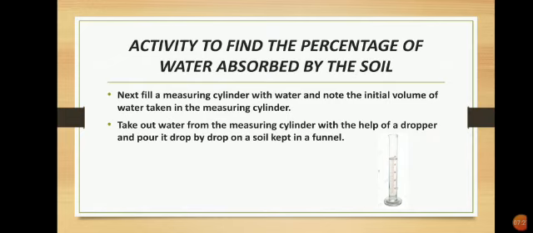Now take a dropper, and with the help of the dropper, take out water from the measuring cylinder and pour it drop by drop on the soil kept in the funnel. Drop by drop you have to pour the water onto the soil which was kept in the funnel. All the water should not be dropped at one spot on the soil. It should be poured uniformly all over the soil.